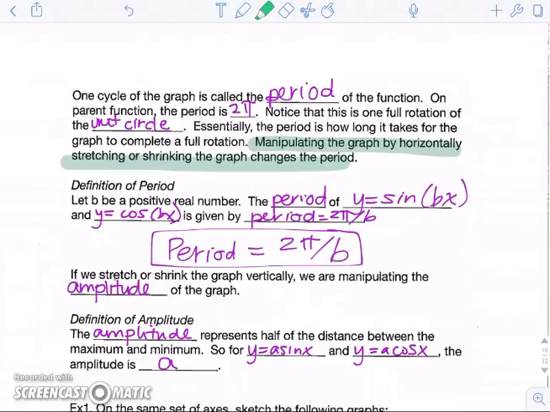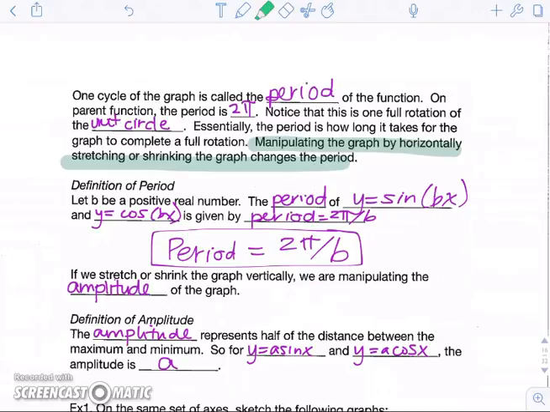So the definition of a period: let p be a positive number. The period of y equals sine of bx, and y equals cosine of bx, is given by period equals 2 pi divided by b. So when we're talking about b being equal to 1, we're talking about one rotation. Then 2 pi divided by 1, our period on our parent function, is just 2 pi.